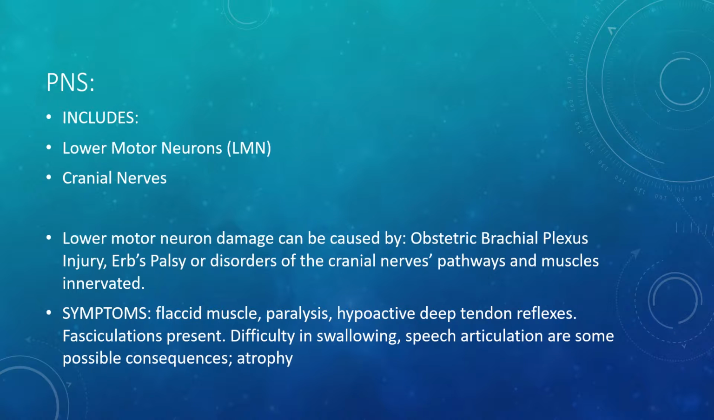And symptoms could be flaccid muscles, paralysis, hypoactive deep tendon reflexes, and fasciculations, which are involuntary random movements. And a person, because we're talking cranial nerves, could have difficulty in swallowing and with speech and other consequences related to the cranial nerve that's involved. And then this results in muscle atrophy as well.